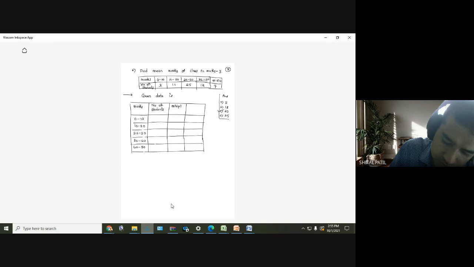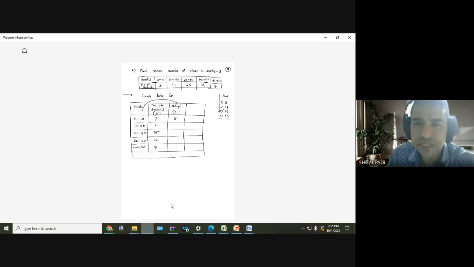Number of students, that is Fi, frequency: 3, 11, 25, 12, 7. Midpoint, that will be xi. Whose midpoint? Midpoint of these intervals. 0 to 10, 5. Midpoint, I think everyone knows: add the two numbers and divide by 2. 15, 25, then 35, 45. Then write Fi into xi. Please do that yourself.